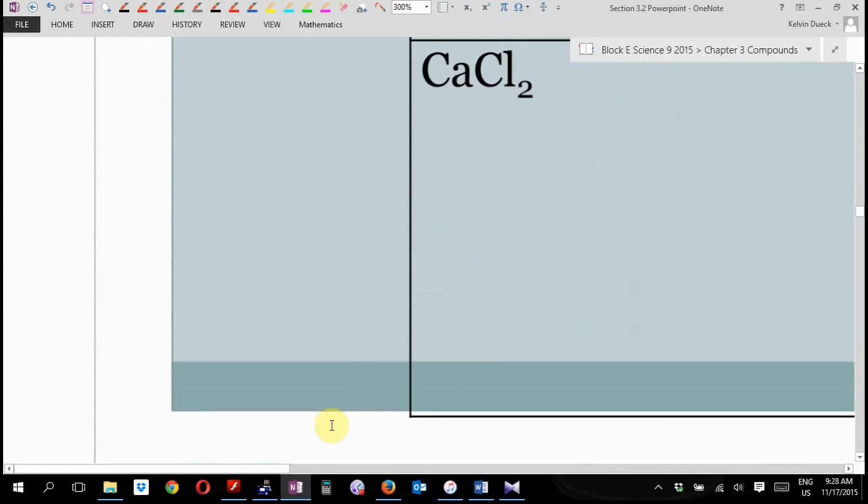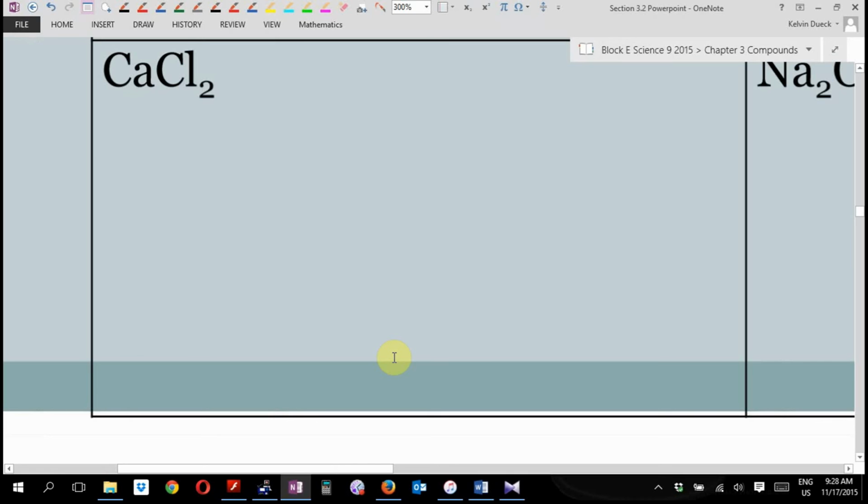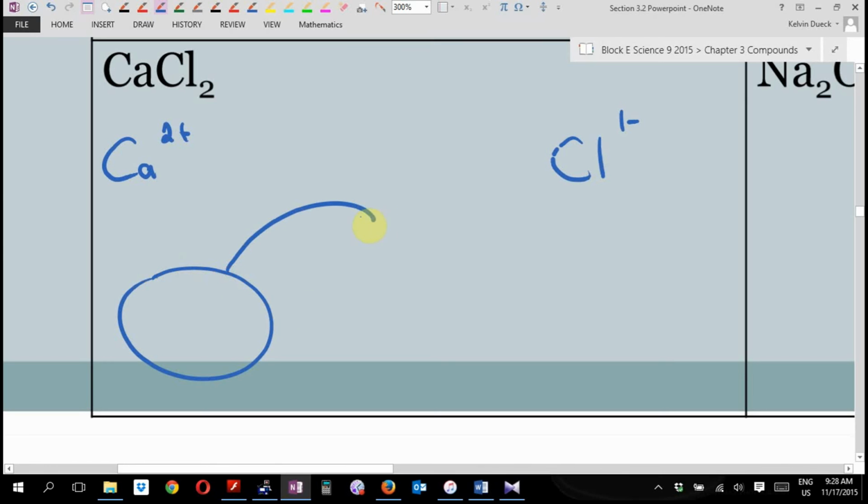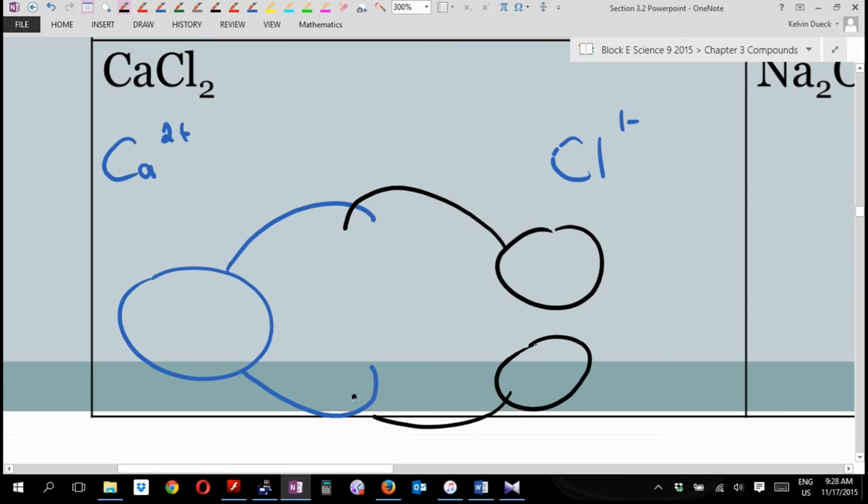I'll make this a bit bigger here. What about calcium chloride? How would I say this, by the way? Calcium chloride. If you want to visualize why it's CaCl2, you have calcium, which is 2+. You have chloride, which is 1-. And so calcium, you can think that it's got 2 hooks. Well, chloride only has 1 hook. Oh, I need another chloride. There, now we're all hooked up.